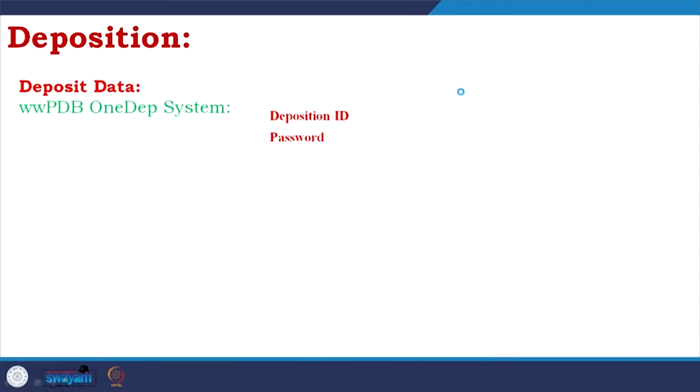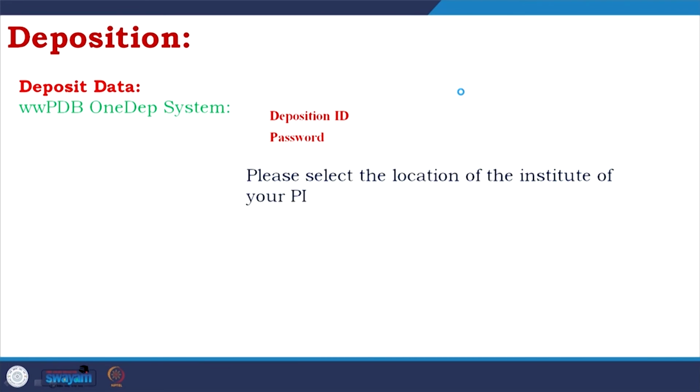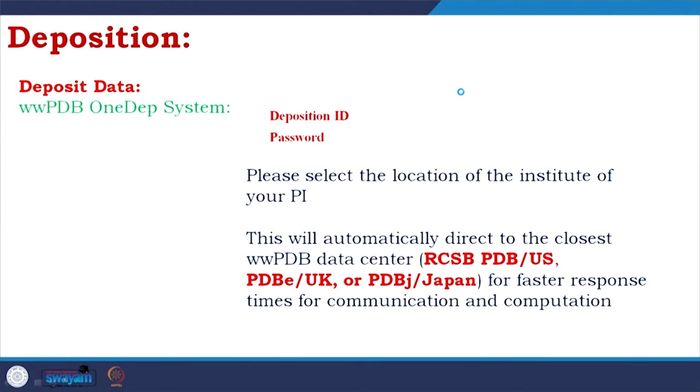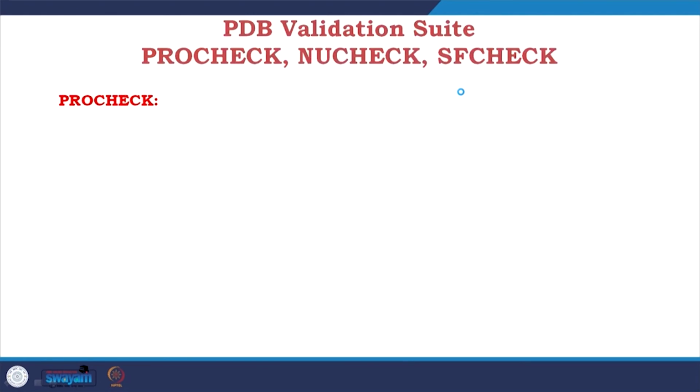To deposit data, in the wwPDB deposition system, you have a depositor ID and a password, and you select the location of the institute of your PI, or of yourself if you are the PI. This will automatically direct you to the closest PDB data center: RCSB PDB for the US, PDBe for Europe, and PDBj for Japan. So, you choose the closest one, or you could also submit to a certain place for faster response times for communication and computation.